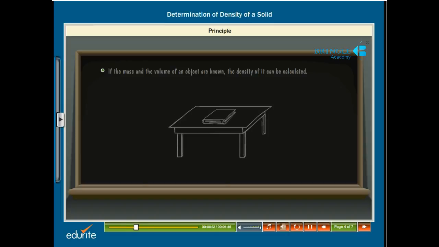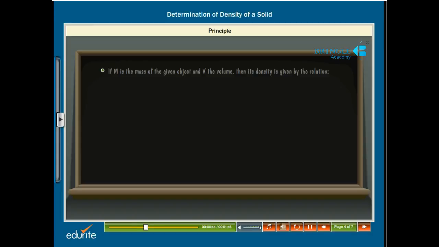If the mass and the volume of an object are known, then the density of it can be calculated. The density of an object is the mass per unit volume. If m is the mass of the given object and v the volume, then its density is given by the relation d equals m by v. The SI unit of density is kilogram per cubic meter or kilogram per meter cube.